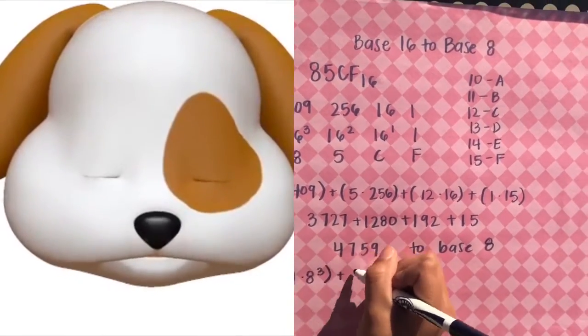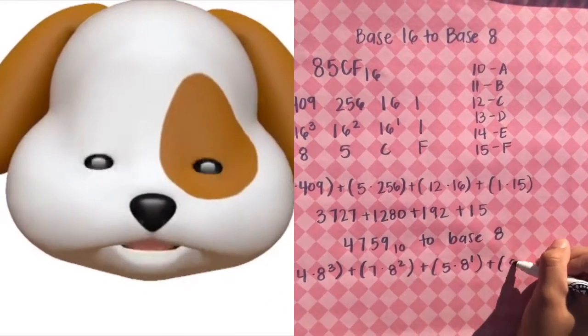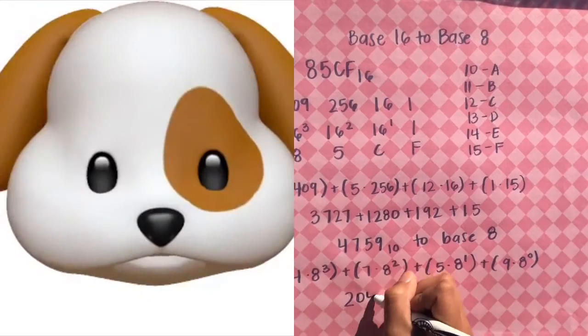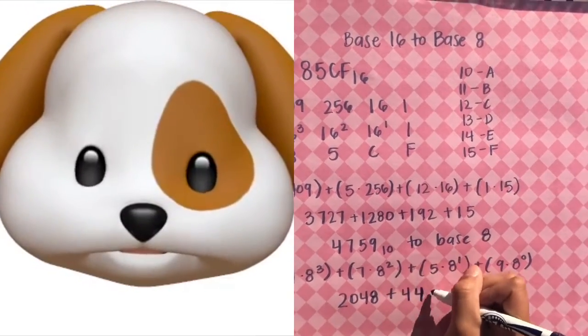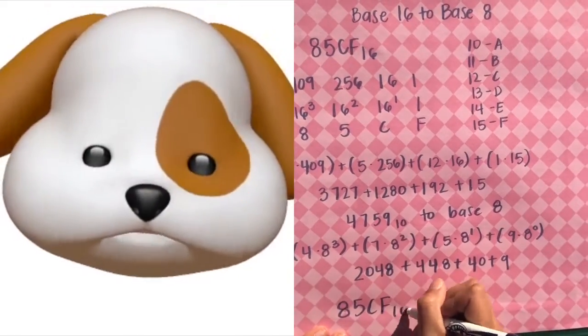Again, we have to write those digits separately and then multiply that from right to left in ascending order of 8 to each power. Now we add all those values together to get the number 2545 base 8. And that's how you convert from base 16 to base 8.